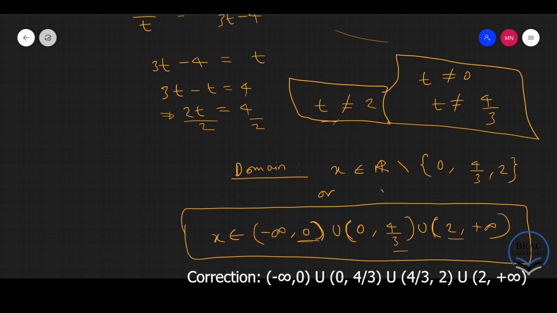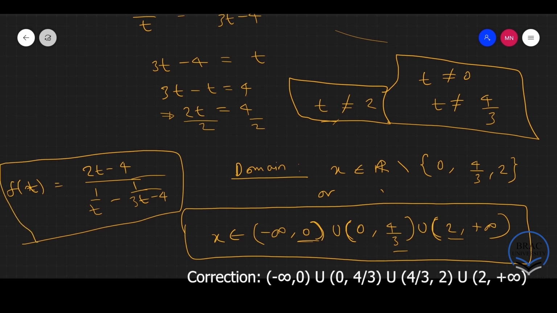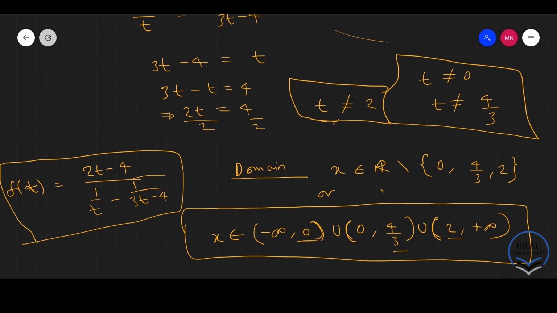So this is our domain for the function f of x is equal to f of t is equal to 2t minus 4 over 1 by t minus 1 over 3t minus 4. Right.